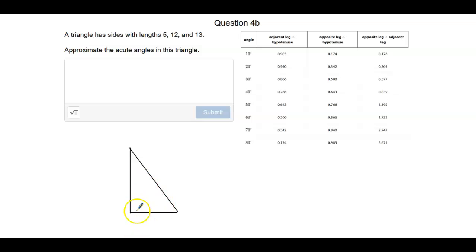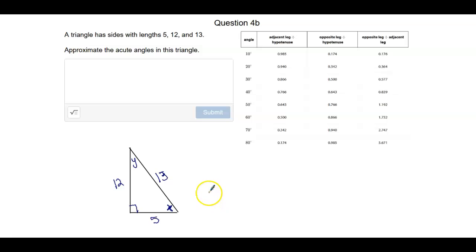Okay, now we have a 5 for a side, we have a 12 for a side, and we have a hypotenuse of 13. So what we need to do is estimate these two angles right here. Okay, so we'll name one of them X and we'll name one of them Y.